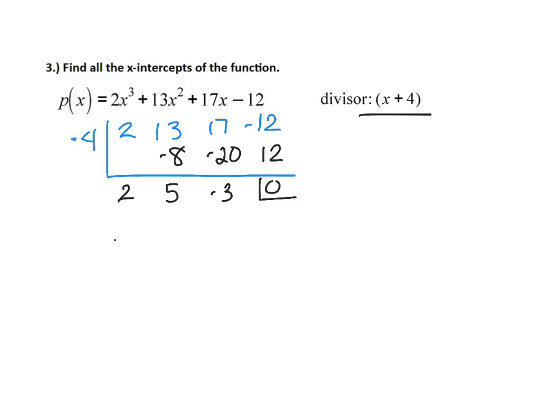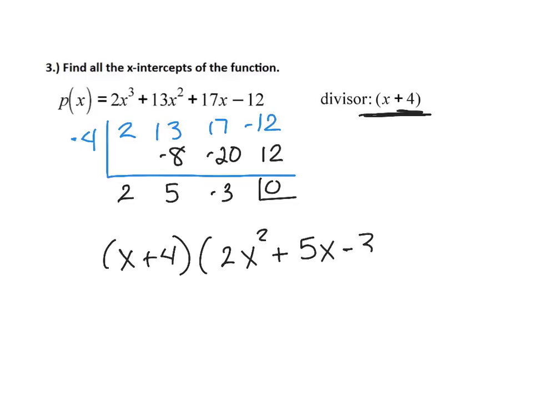So if I factor this, I'm going to start with x plus 4. That was our original divisor. And the new one is 2x squared plus 5x minus 3. And we're going to set all that equal to 0. All right, 2x squared plus 5x minus 3. That looks like a trinomial that we can probably factor.